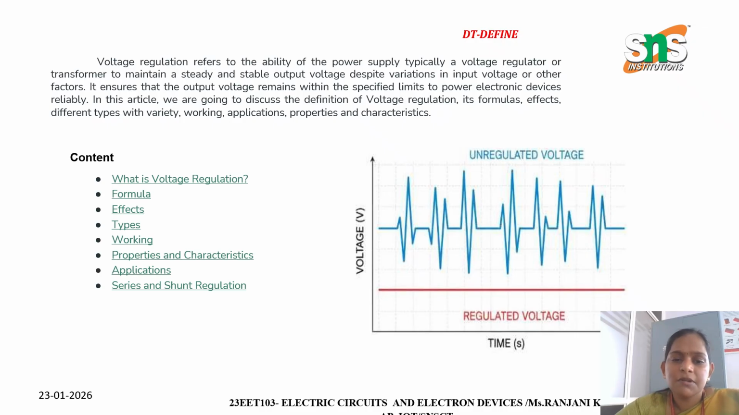Let us see some key specifications. Dropout voltage means how much higher the input voltage must be than the output voltage. Line regulation should be constant, it should not jump between 7 to 12 volts, and load regulation should also be very constant. So the content of today's class is what voltage regulation is, the formula, effects, types, working, properties, characteristics, and applications.